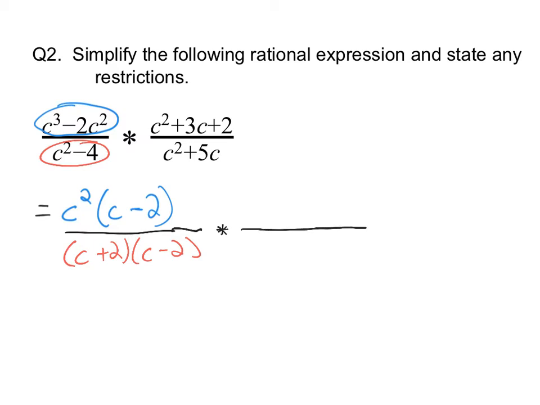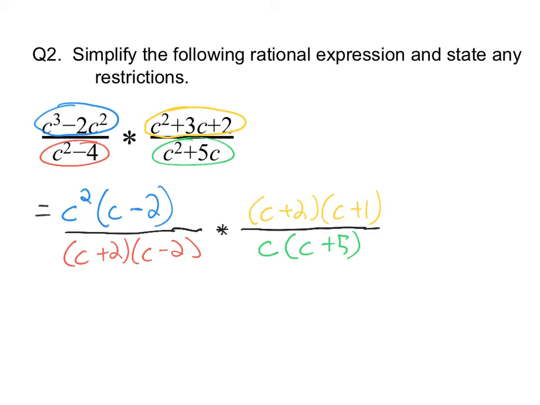Now looking at the second fraction, which is being multiplied, we have c squared plus 3c plus 2. So this will factor into c plus 2 times c plus 1. And now let's look at the denominator of that fraction, c squared plus 5c. So they have a common factor of c, so we can factor c out of that expression, and we're going to be left with c plus 5 if we do that.